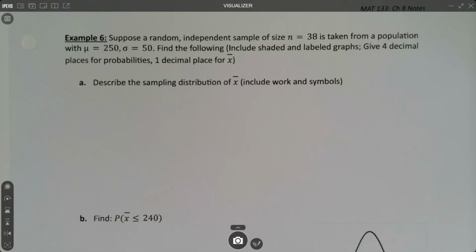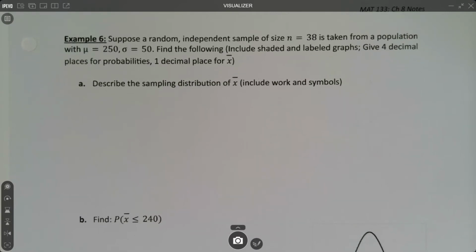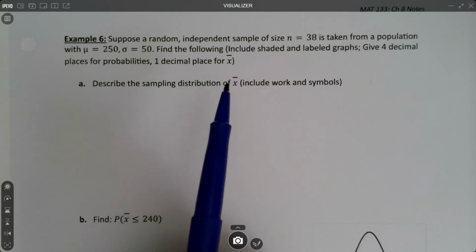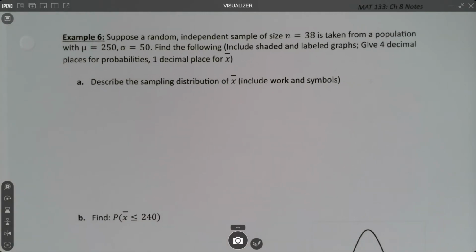So suppose a random independent sample of size n equals 38 is taken from a population where the population mean, that's mu, is 250, and the population standard deviation, that's sigma, is 50. Find the following. Include shaded and labeled graphs. Give 4 decimal places for probabilities, 1 decimal place for x bar, which is a sample mean.